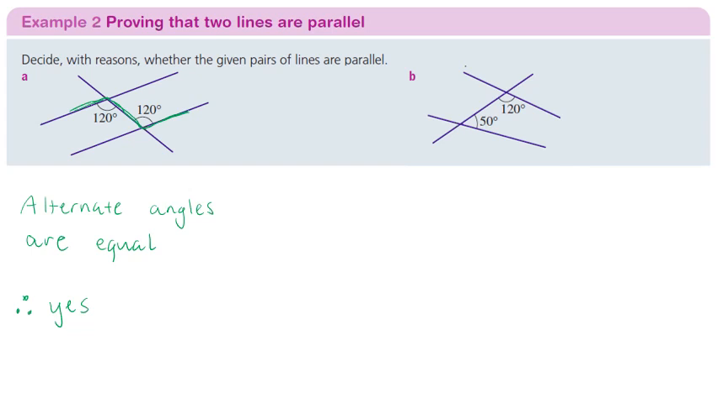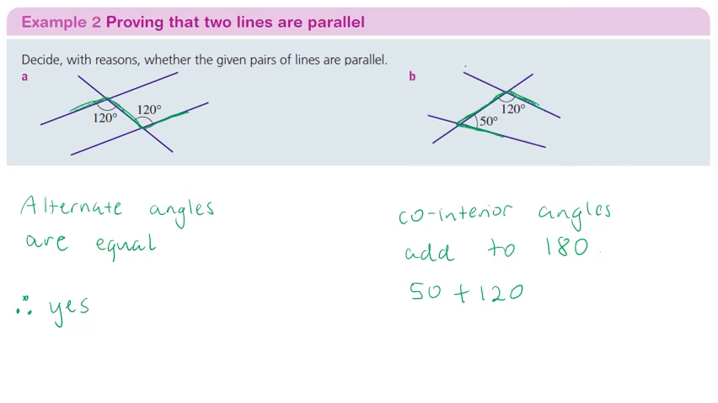Then this next example here, the shape of these two angles makes a U shape. So co-interior, and co-interior angles add to 180. So if I go 50 plus 120, they equal 170. So therefore, no, not parallel.